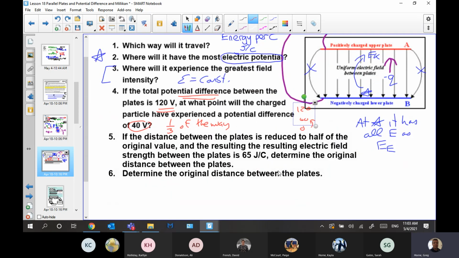If the distance between the plates is reduced to half of the original value, and the resulting electric field strength between the plates is 65, determine the original distance between the plates. I made this question. We're going to do this one on a separate page. Determine the original distance between the plates. Okay, so let's just confirm all these things.